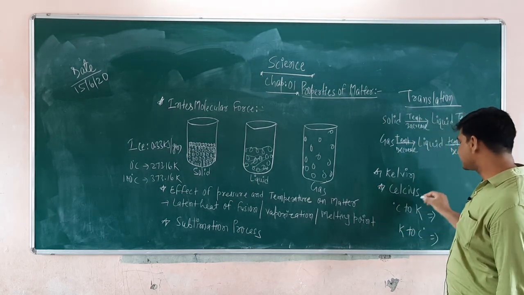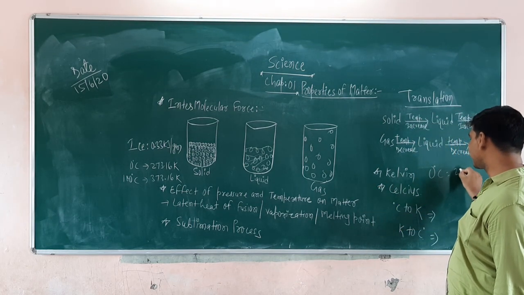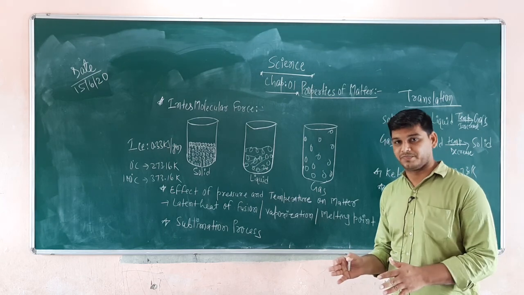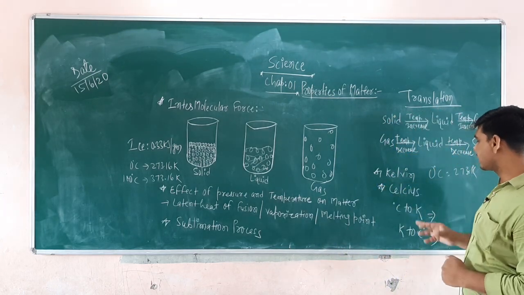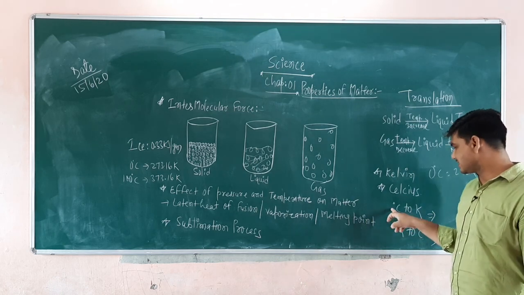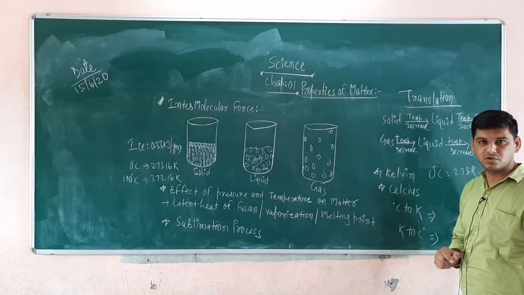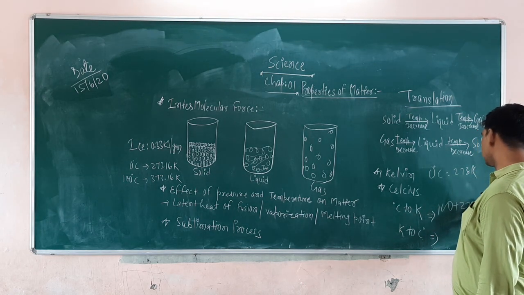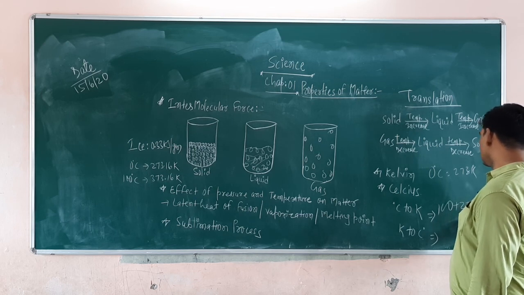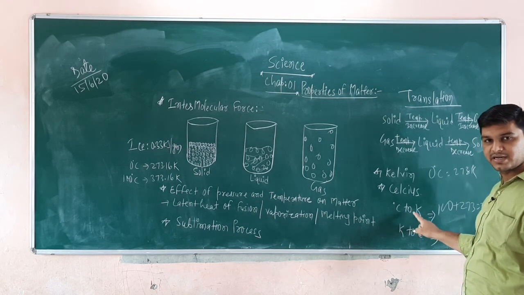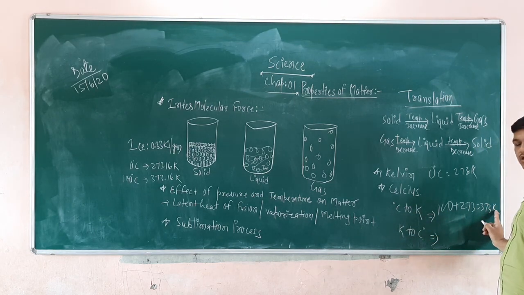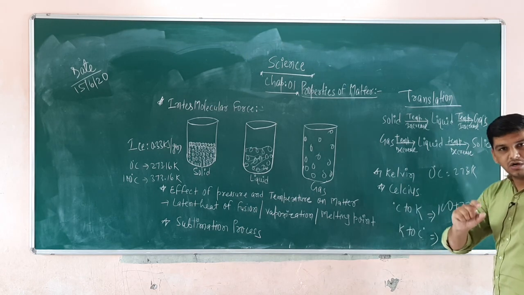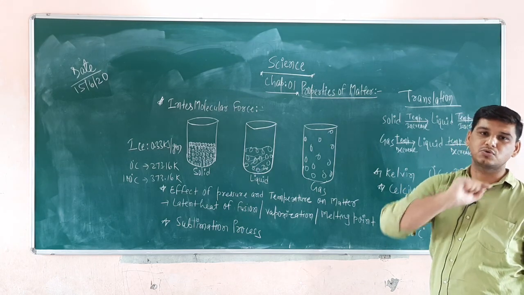So 0 degree Celsius is generally considered as 273 Kelvin. If I want to convert, for example, I have 100 degree Celsius and want to convert it into Kelvin, what do I have to do? I have to add 273 to it. So 100 plus 273 becomes 373 Kelvin. So if you want to convert Celsius to Kelvin, you have to add 273.